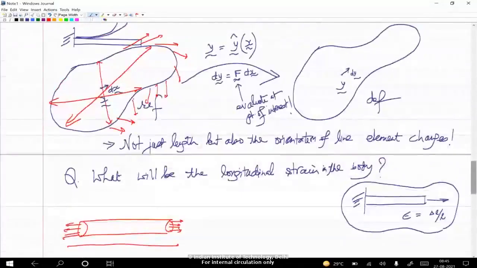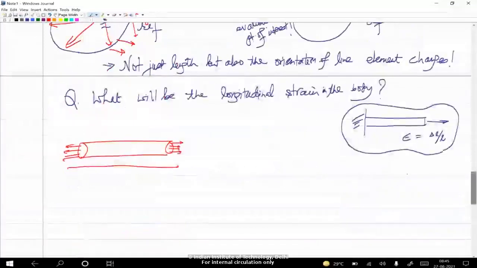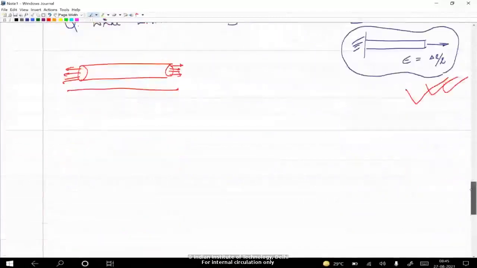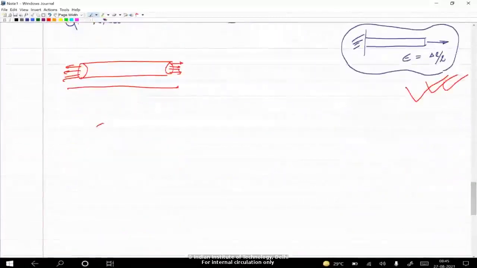The one that is, of course, used, which is also quite natural, is motivated by this simple picture here. For a case of a beam undergoing uniaxial loading, you say that longitudinal strain is change in length by length. So that's what we try to find for a general 3D body.